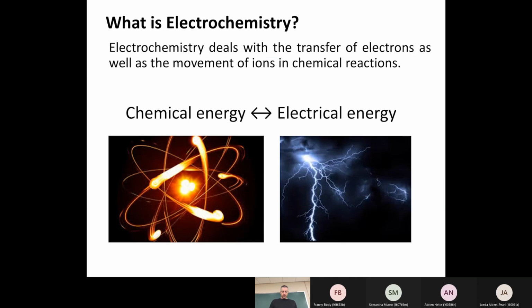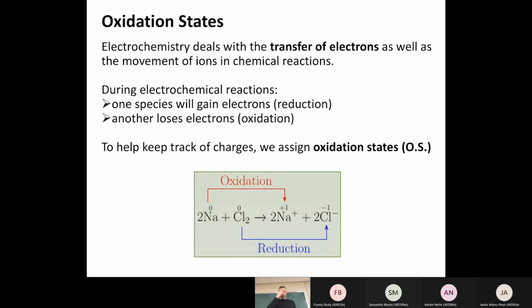Really what we're going to be doing is converting what we call chemical energy to what we most commonly refer to as electrical energy. Electrical energy really is just the flow of electrons through some conductive material from a place of high potential towards a place of low potential. And when we do this using a chemical reaction, which is what happens in batteries, this involves the transfer of electrons between different chemical species.